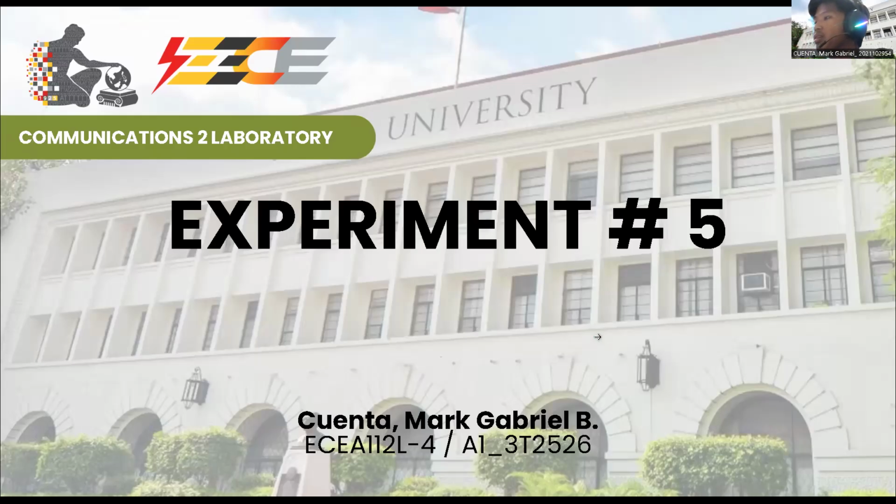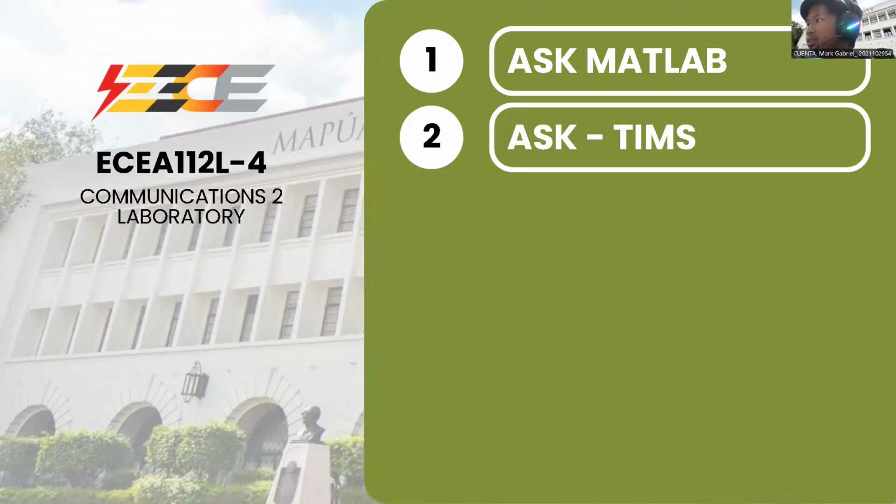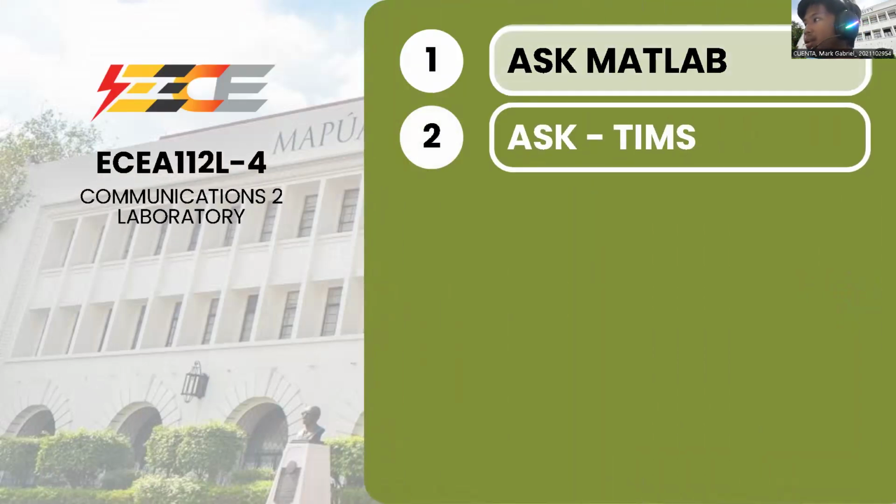Good day, my name is Mark Gabriel Biguenta, and I'm going to present Experiment 5, which is amplitude shift keying, or the ASK. There are two parts of this activity. The first is ASK in MATLAB, and the second one is ASK in Teams. Moving on to the MATLAB.